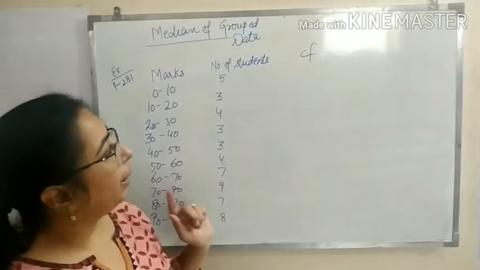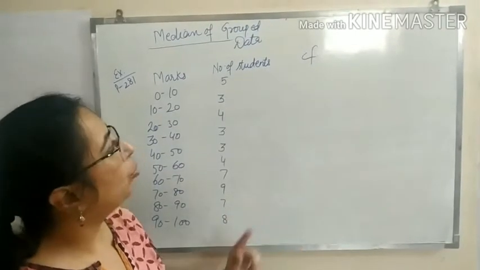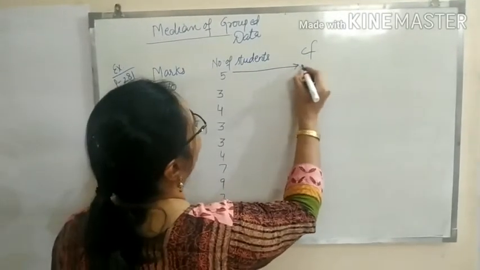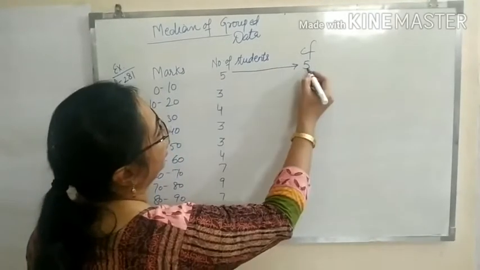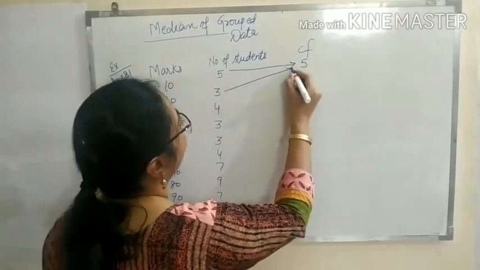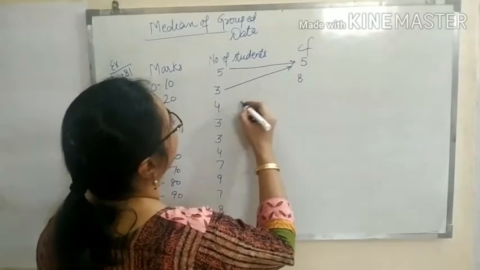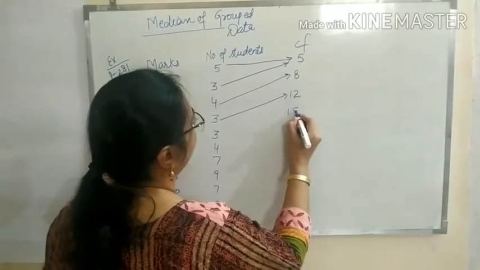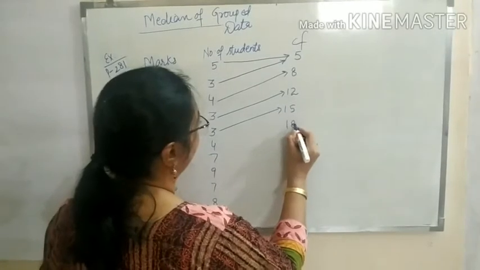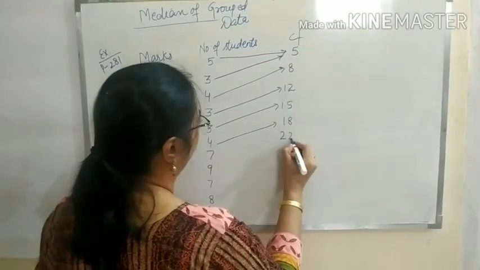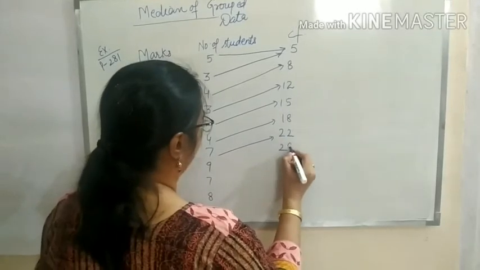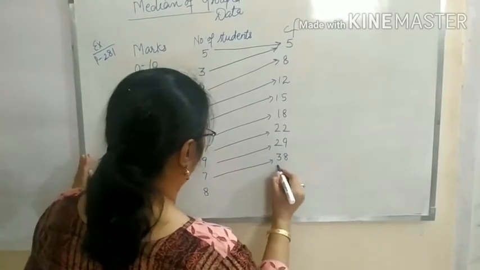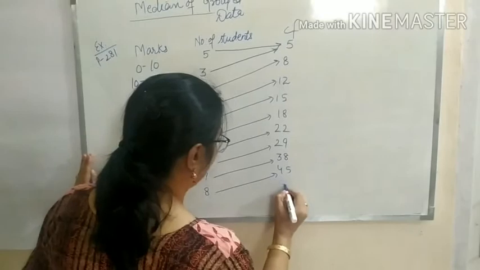Now first of all, to find the median we need to find another column, that is cumulative frequency, which is added on again. For the first entry, we write the number of students as it is, and then we add diagonally. 5 plus 3, 8, that gives you cumulative frequency. 8 plus 4, 12. 12 plus 3, 15. 15 plus 3, 18. 18 plus 4, 22. 22 plus 7, 29. 29 plus 9, 38. 38 plus 7, 45. And 45 plus 8 is 53.